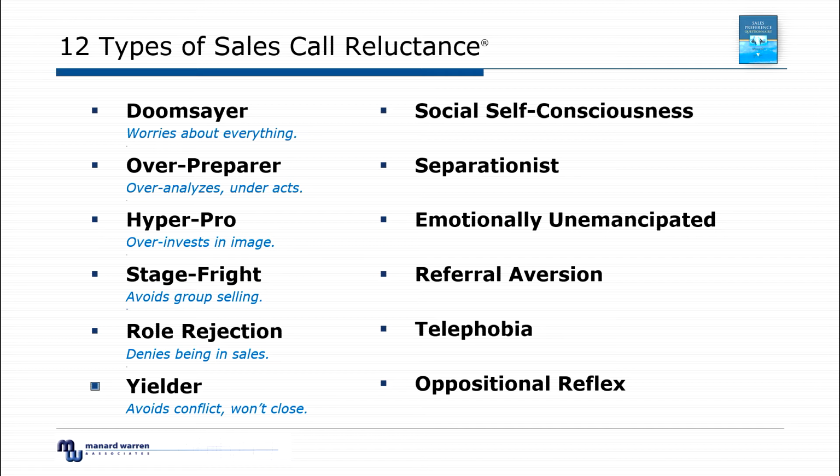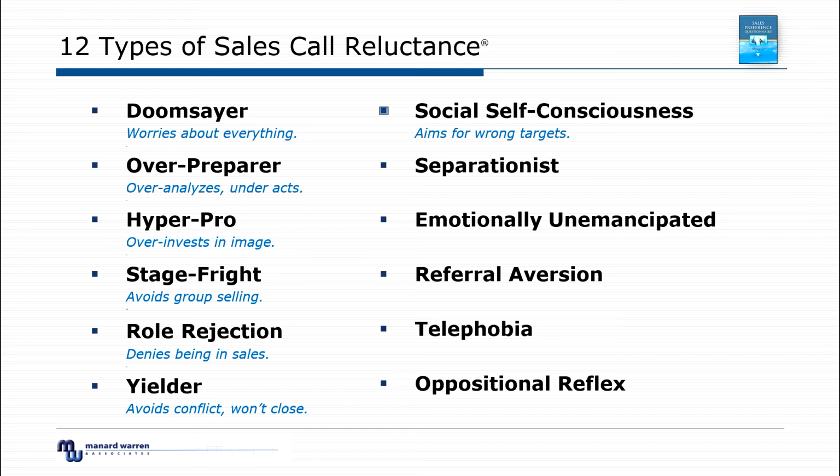Social self-consciousness is a salesperson that aims at the wrong targets. They're calling on and setting appointments with folks that can support the sale, but typically they're not the decision makers. So folks with social self-consciousness have a hesitation to contact the C-level, the C-suite.